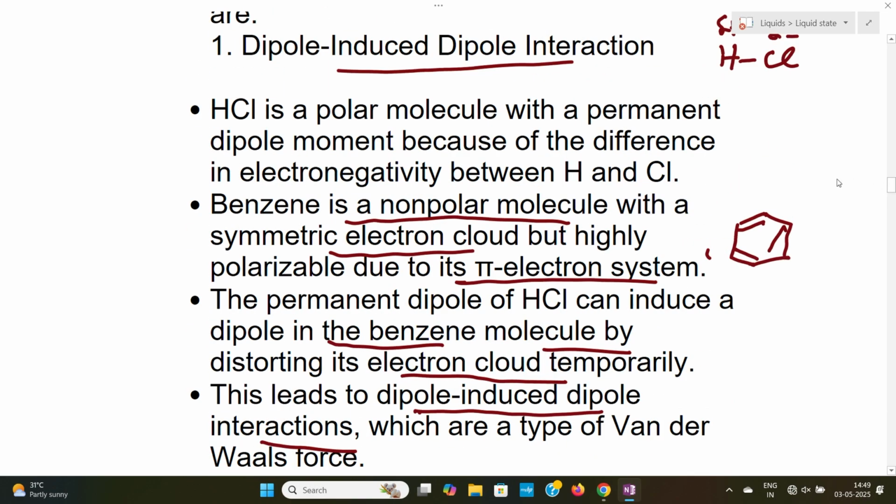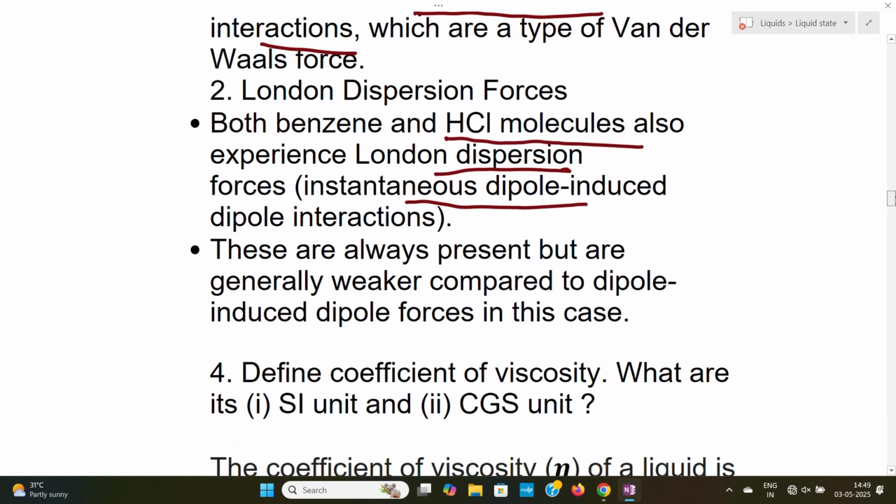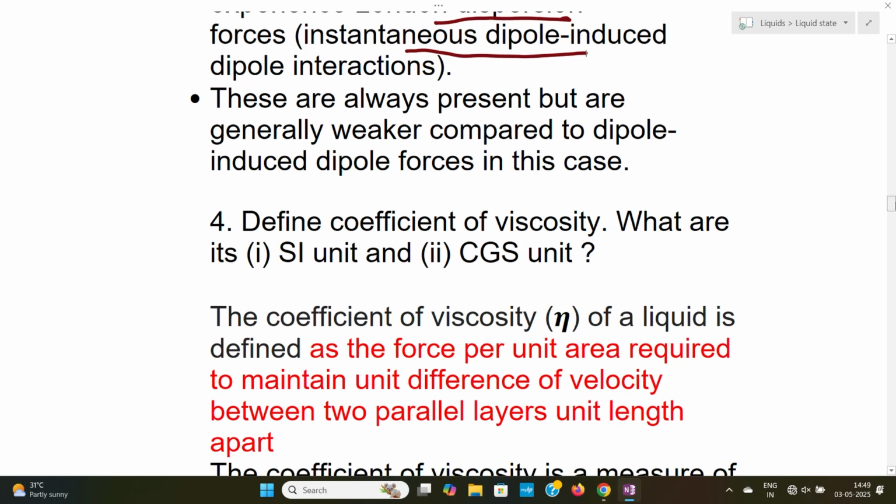Okay, this is about the interactions between HCl and benzene molecules, that is mainly dipole induced dipole interaction, because HCl has a permanent dipole and benzene is a non-polar molecule. Another force is also there, instantaneous dipole induced dipole interactions, because these forces are present in all molecules, but they are generally weaker compared to dipole induced dipole forces between HCl and benzene.